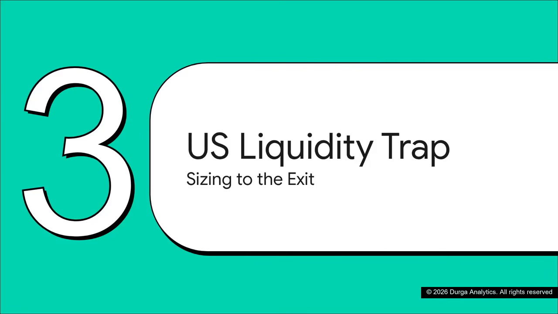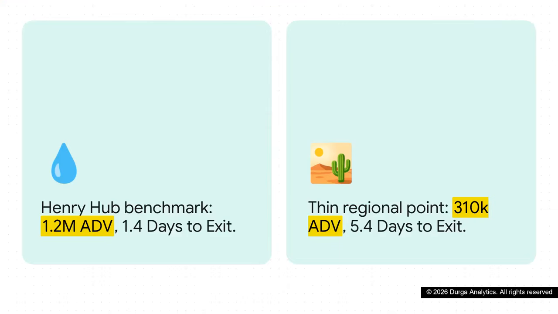Let's cross the Atlantic now for Section 3, U.S. liquidity trap sizing, to examine the exit cost veto. Suppose your desk identifies a really attractive basis relationship at a U.S. regional point. Your analysis is flawless, but it trips the exit cost veto. Let's run the math on a 420,000 MMBTU position. To exit safely without moving the market against yourself, you can only realistically participate in roughly 25% of the average daily volume, or ADV. At the highly liquid Henry Hub benchmark, no problem.